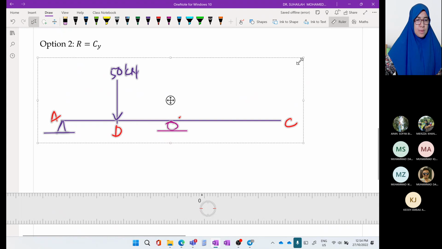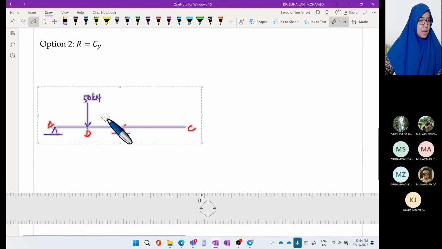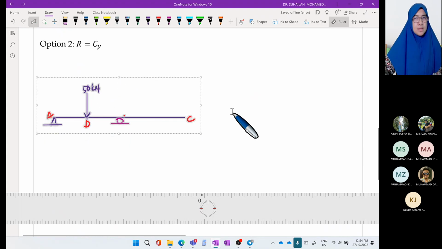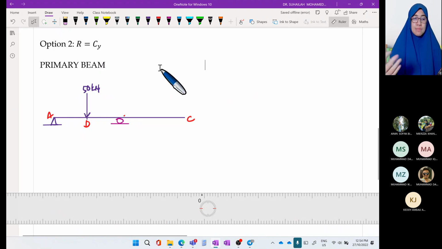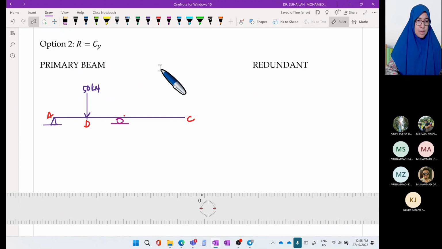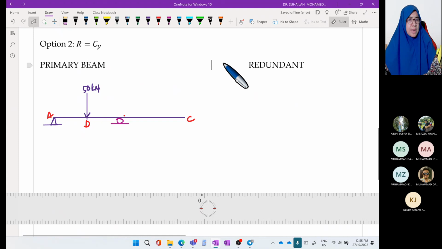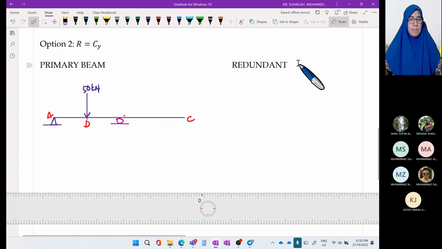This is the primary beam. After removing CY, we just remove CY from the system. Another one is the redundant beam. So in the redundant beam, we have to apply a unit value of CY.